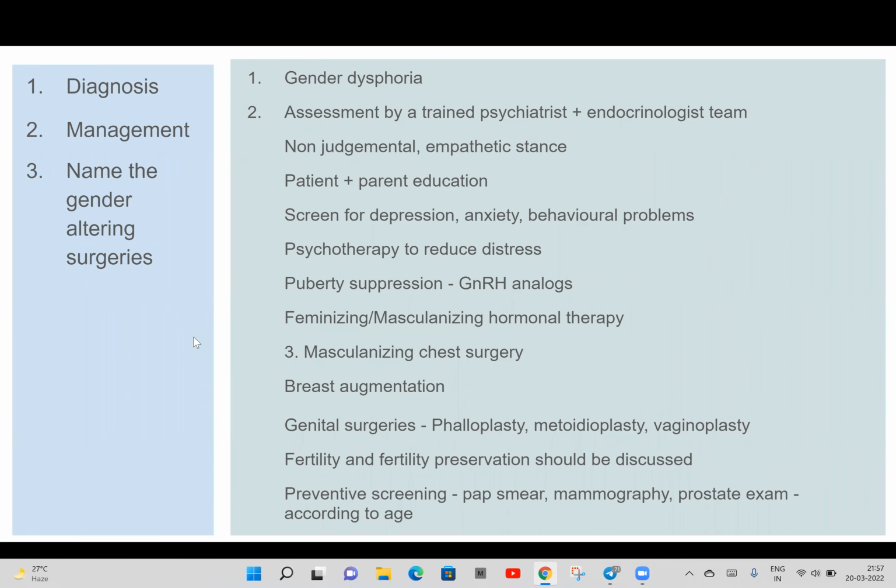And then as the treatment progresses, some preventive screening. You don't have to mention these things in the exam because it's a new topic. I have just included extra points. Preventive screening like pap smear, mammography, and prostate exam, according to the age and sex.